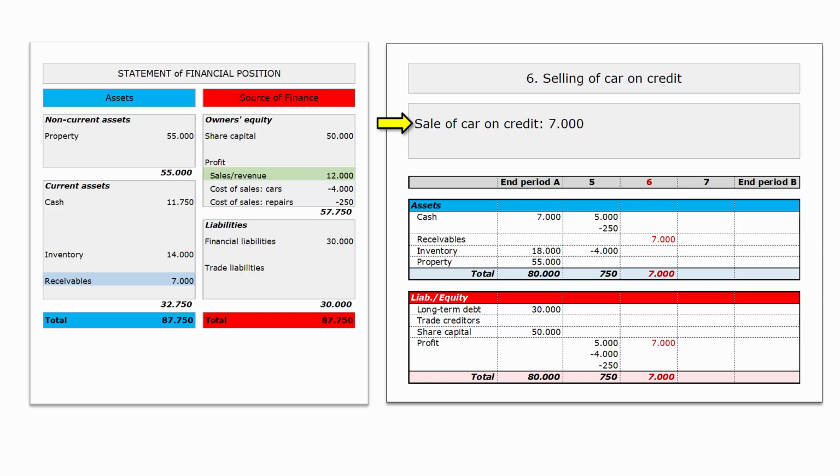Let us say the original cost of the car sold was €5,500. Again, we reduce inventory by €5,500 and reduce profit by €5,500. After the second sale, only 2 cars remain in the company's inventory.